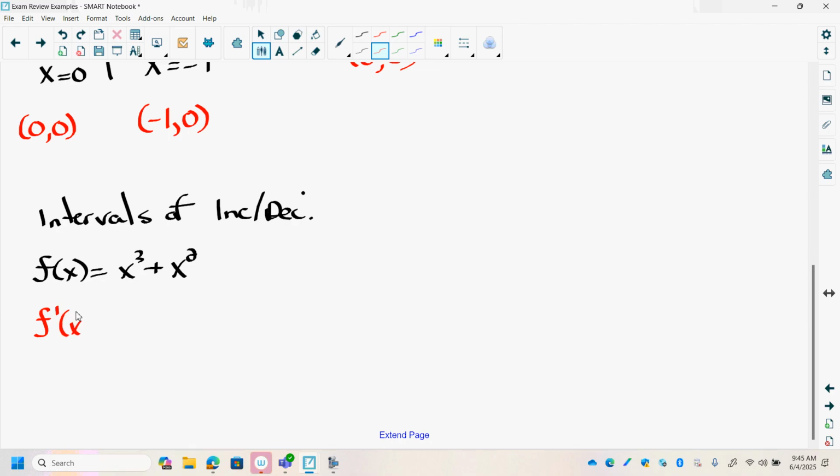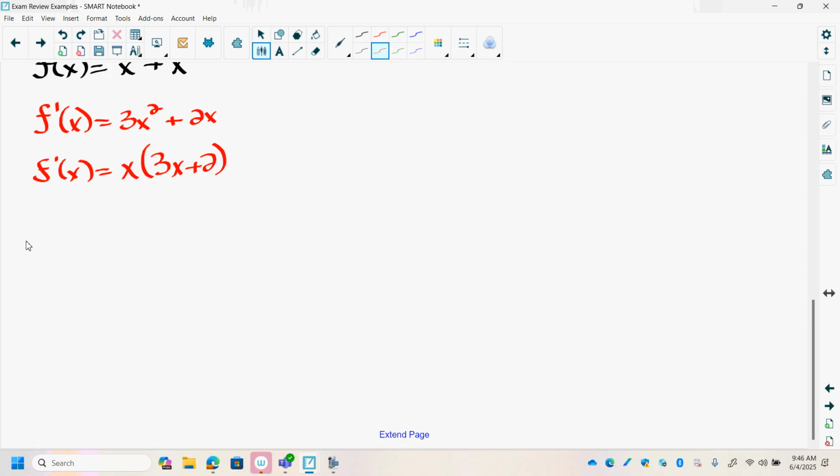Find the derivative. Good, Hinchy. What's the derivative of x cubed? And what's the derivative of x squared? Nice. I'm going to factor that. What could I take out of these? An x. It would leave 3x plus 2.